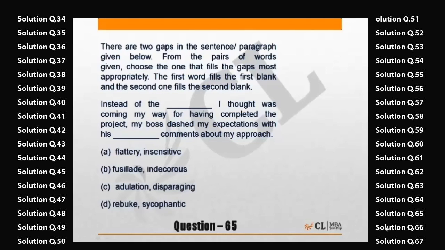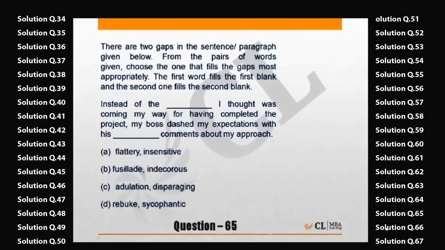The first one was flattery and insensitive. The next one was fusillade and indecorous. Option C had the words adulation and disparaging. And option D had rebuke and sycophantic. The correct answer is option C.